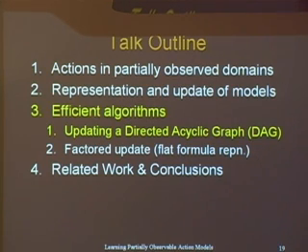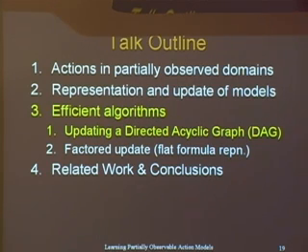By the way, when should I conclude? At 12? 11:50. Okay, so with questions we will be at 12. Okay, so I have about 20 minutes.